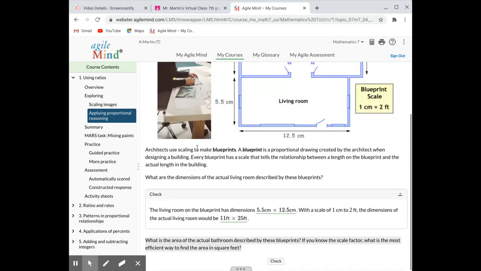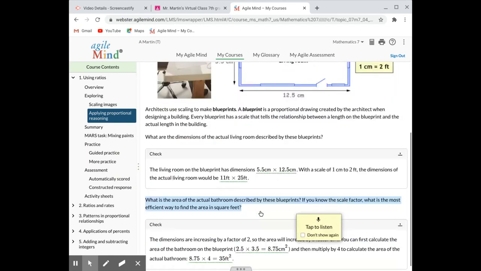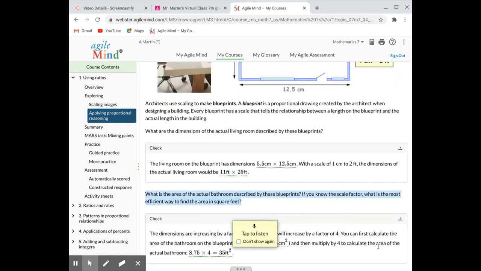All right, so if you go and check this, it's going to just show you the way that we talked about it. So it says that the dimensions are increasing by a factor of 2, so the area will increase by a factor of 4. So you can first calculate the area of the bathroom on the blueprint by doing 2.5 times 3.5, and you get 8.75 centimeters squared. And then you can multiply that by 4 to calculate the area of the actual bathroom, and then you will get 35 feet squared.